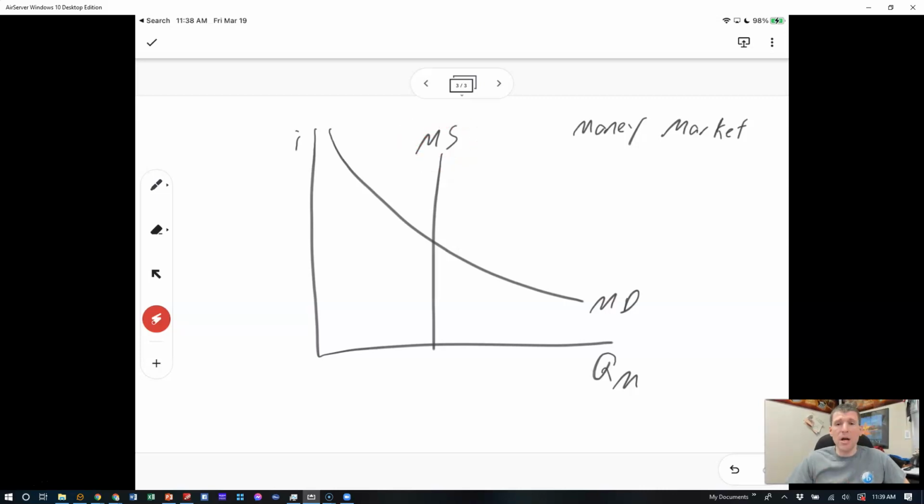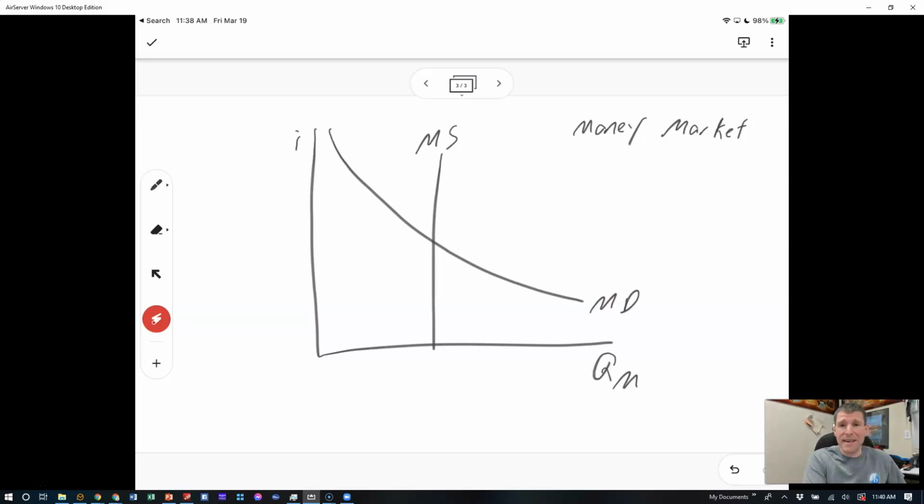The reason it's a vertical line is because the Federal Reserve determines how much money is going to be out there, right? And they will do it irrespective of whatever interest rates are. In fact, they will manipulate the money supply in order to influence the interest rates, okay? So this is the setup we've got right here.